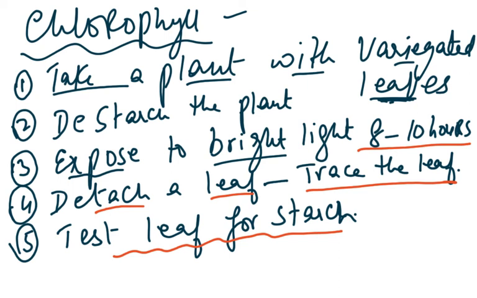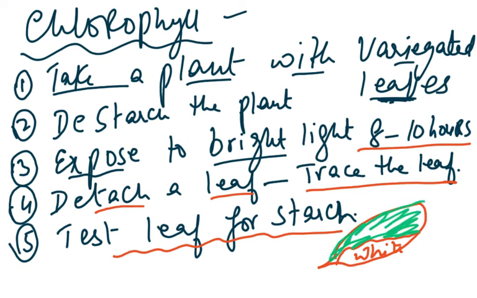So in order to see which part was green and which part has starch in it or not, like for instance, this was the leaf, and this was the part which was white, and this was the part which was green. Now you don't remember which one was green, so if you traced it out, then you'll know which part was green and which part was white.